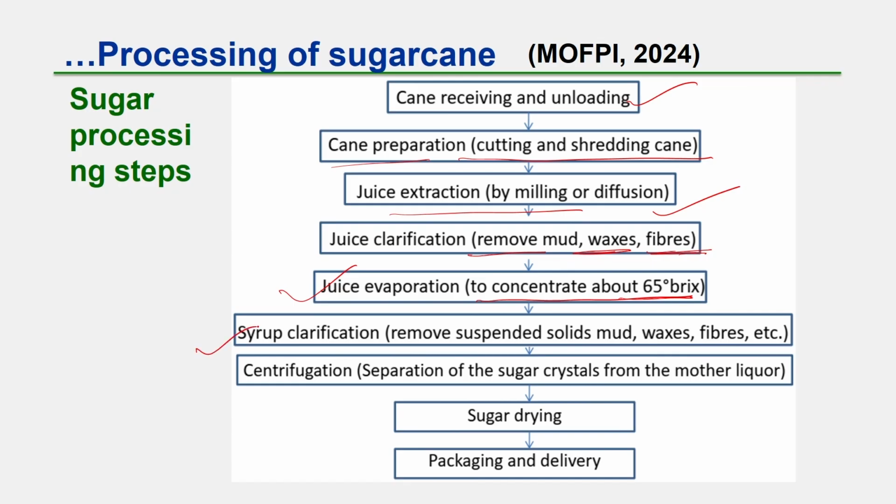Then syrup clarification. Syrup clarification removes suspended solids, mud, waxes, fibers, etc. Then centrifugation. In centrifugation, the sugar crystals are separated from the mother liquor. And then the sugar is dried, packaged and delivered. So, these are the important or major steps in sugar production. However, in certain factories or industries, they may be modified or changed.